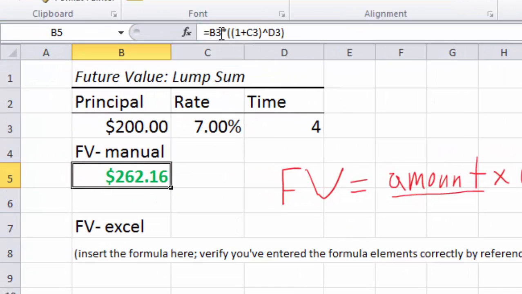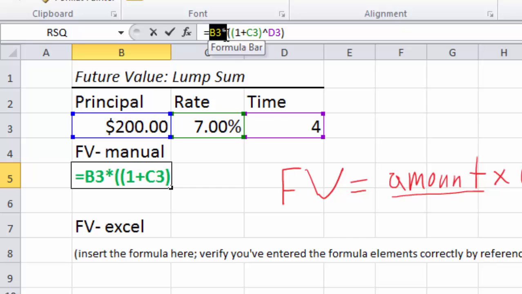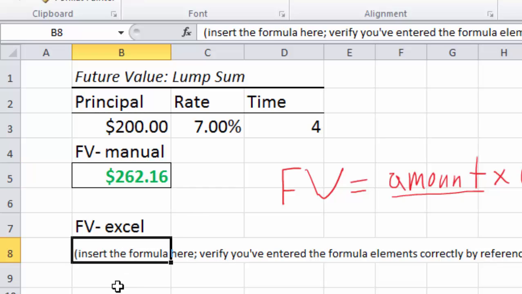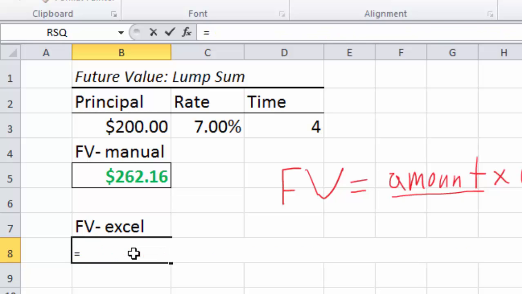You'll notice that that's B3. That's the principal amount there, times 1 plus C3, 7%, the interest rate here, to the power of D3, the number of compounding periods there, future value of $262.16. Now, notice here when I say future value Excel, I want you to insert the Excel formula. We can check it against what we know is the proper formula entered by hand up here in B5. So to do it in Excel, remember, press Enter.